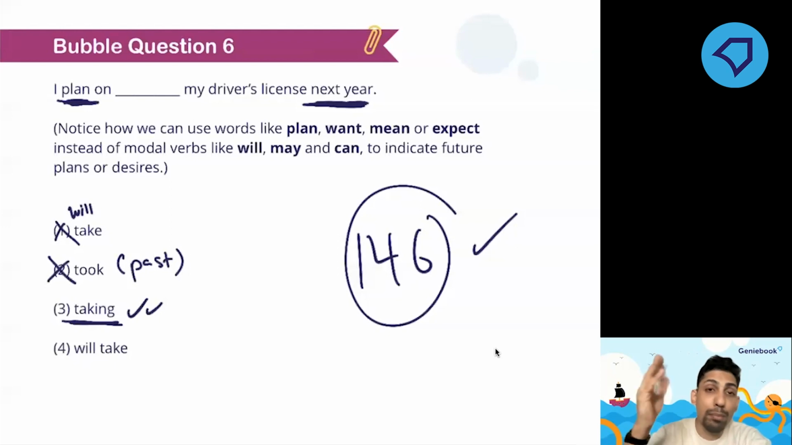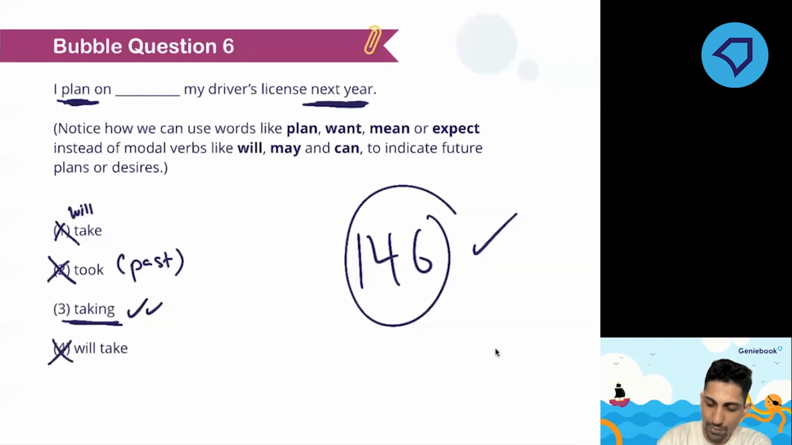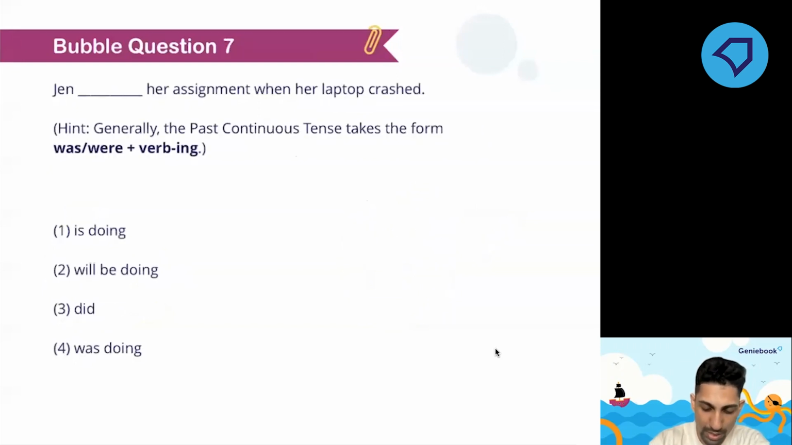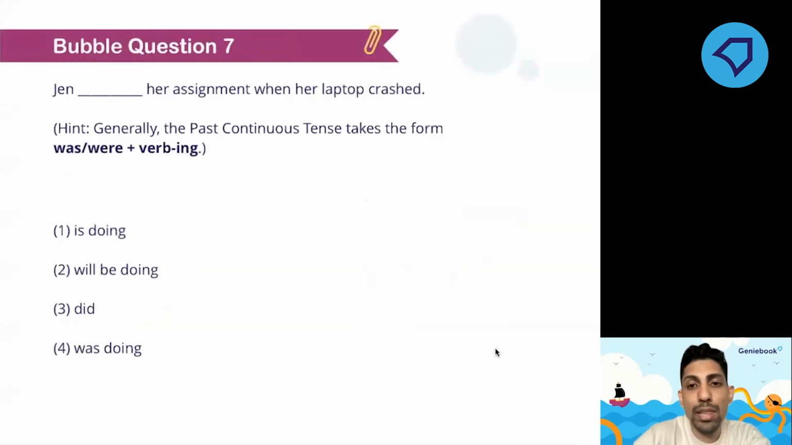Number four, by itself makes sense, right? I will take. Okay, yeah. But the sentence is, I plan. We can't say I plan on will take. No, this is not how it goes. Yeah, I plan on taking. Okay, good. Good. How about this? Pay attention to the tense of the sentence. Okay, ready, go. So what do we have here? 1, 2, 6. All right.